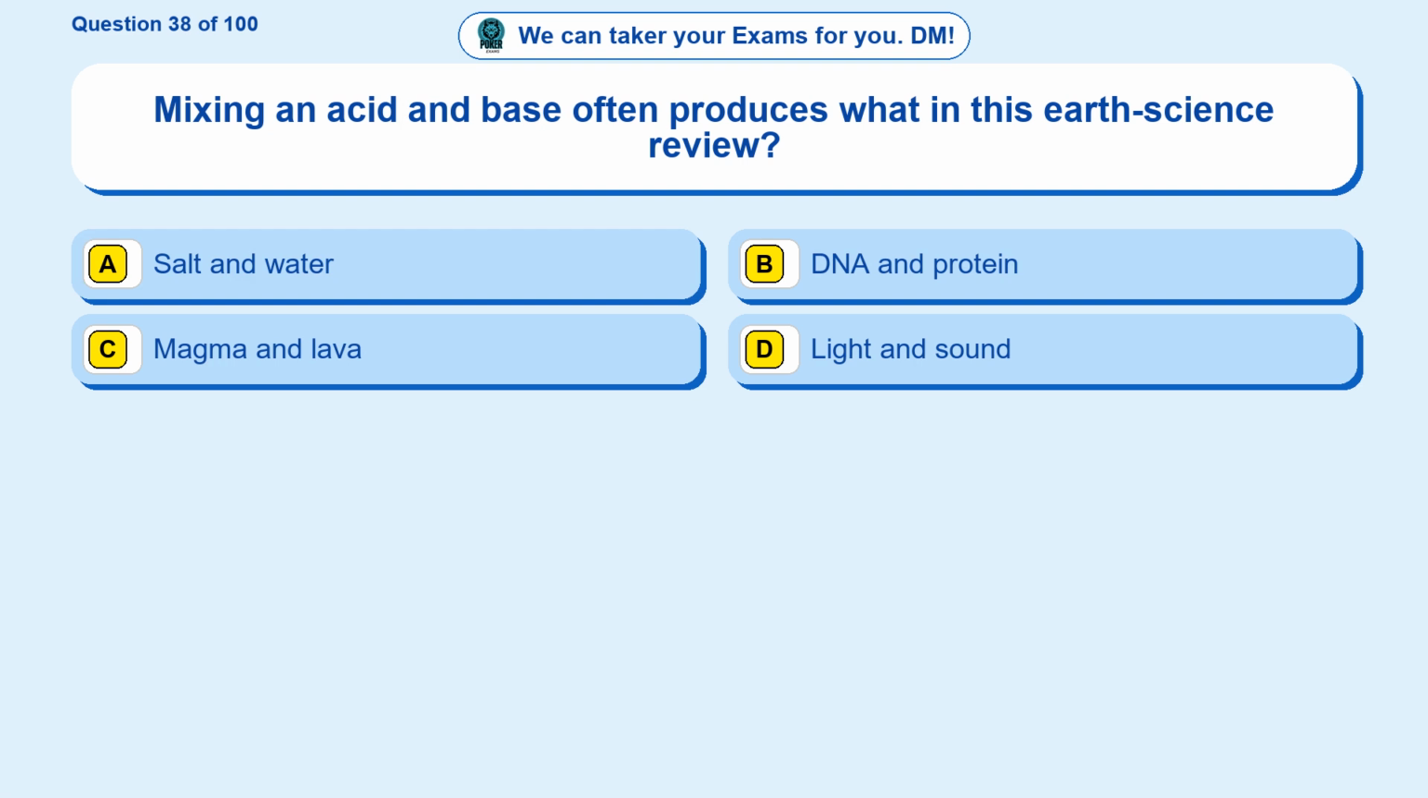Question 38. Mixing an acid and base often produces what in this Earth Science Review? Option A, salt and water. Option B, DNA and protein. Option C, magma and lava. Option D, light and sound. The correct answer is option A, salt and water.